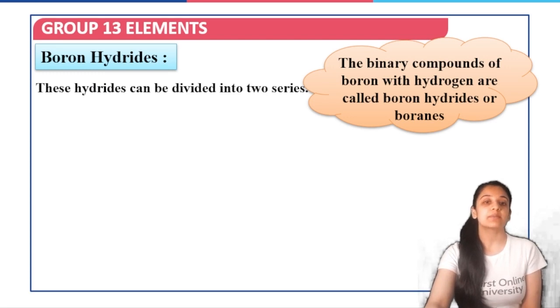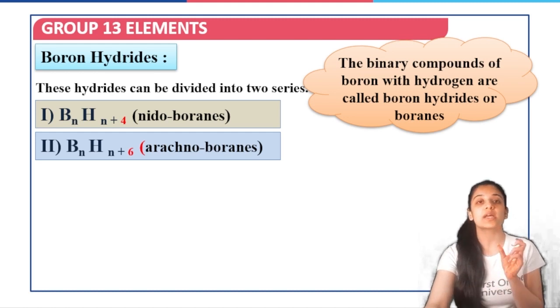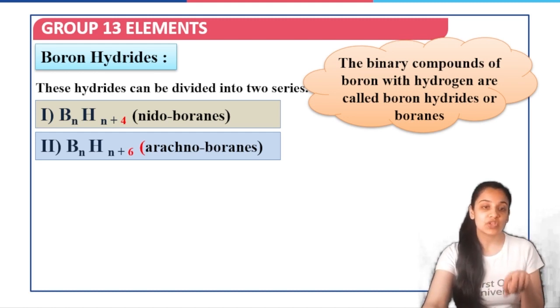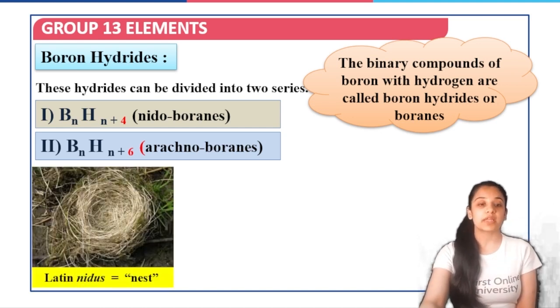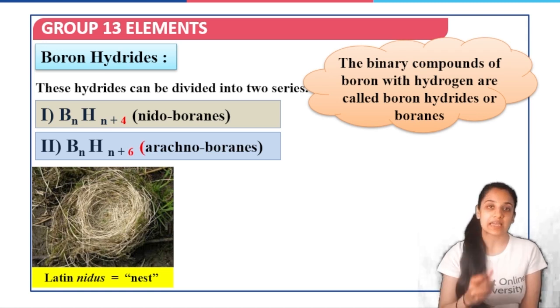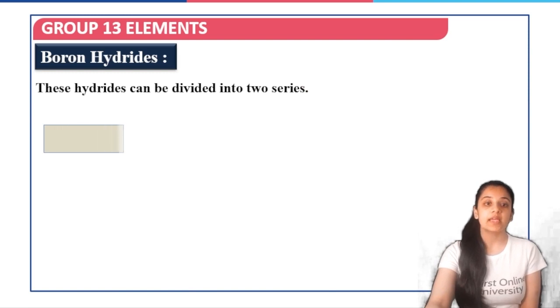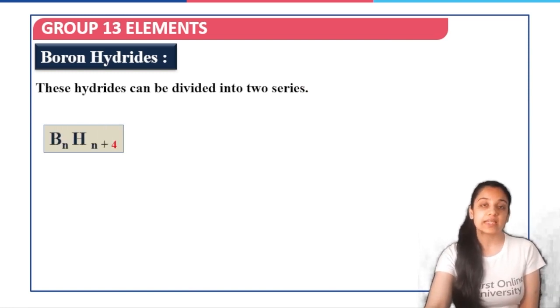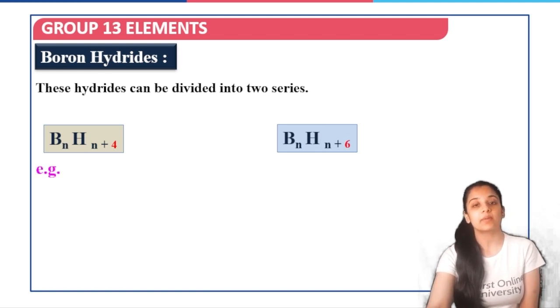Now, these hydrides can be divided into two series. The first one is BnHn+4, which are known as nidoboranes, and BnHn+6, which are known as arachnoboranes. Nido comes from the Latin word nidus, which means nest. And arachno comes from the Latin word which means spider's web. So firstly, we will discuss the nidoboranes, that is BnHn+4, and then we will compare them with BnHn+6, that is arachnoboranes.